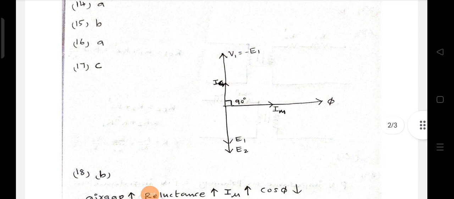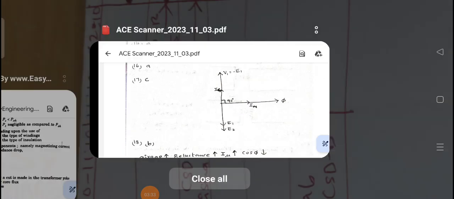See here flux, here I mu or Im is nothing but the magnetizing component of current from this phasor diagram, which is required to produce a working flux in the transformer core. V1 is the applied voltage. From this phasor diagram, V1 is leading, or current is lagging voltage, by 90 degrees. Ic is the core loss component of current, sometimes represented by I suffix w. Magnetizing component of current Im is represented in some textbooks by I mu. The phase angle between Ic and Im is 90 degrees.